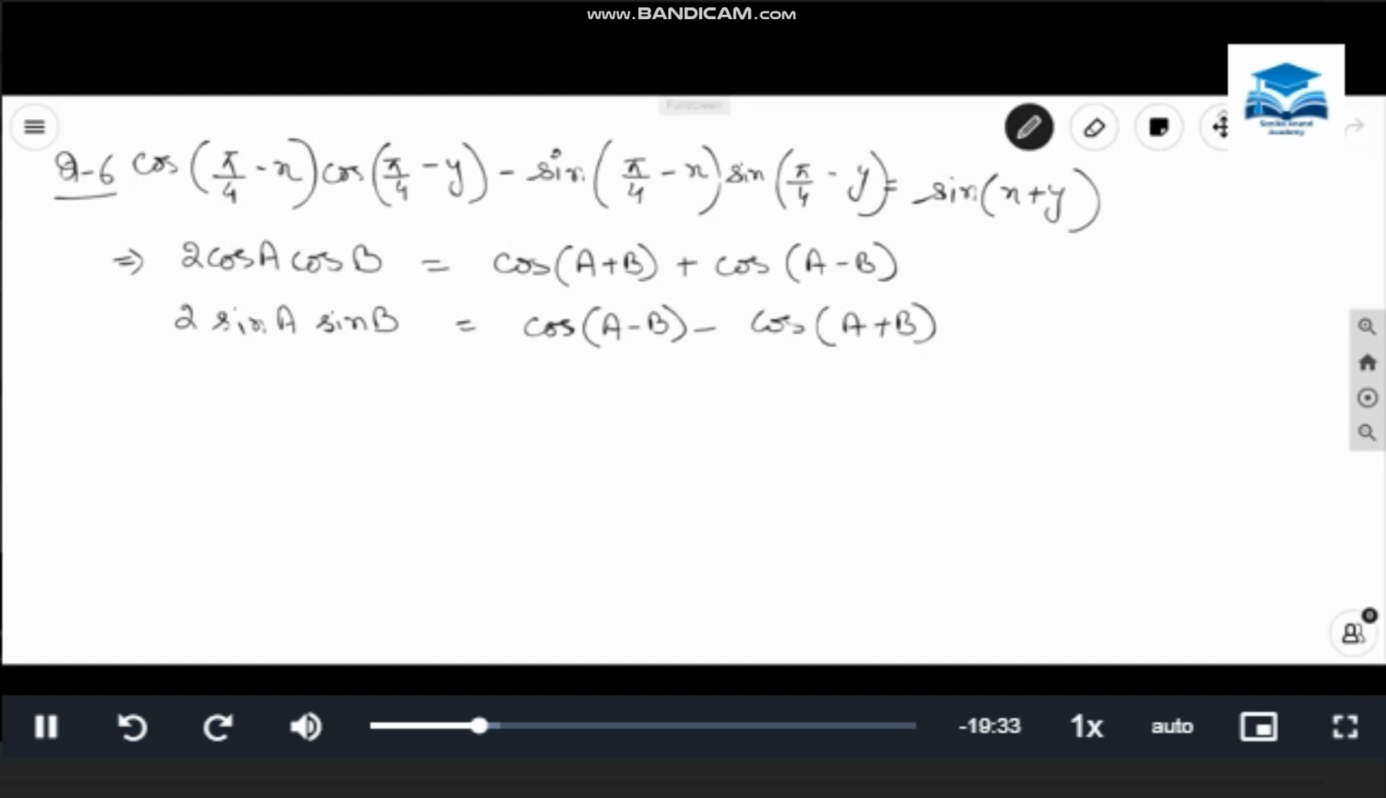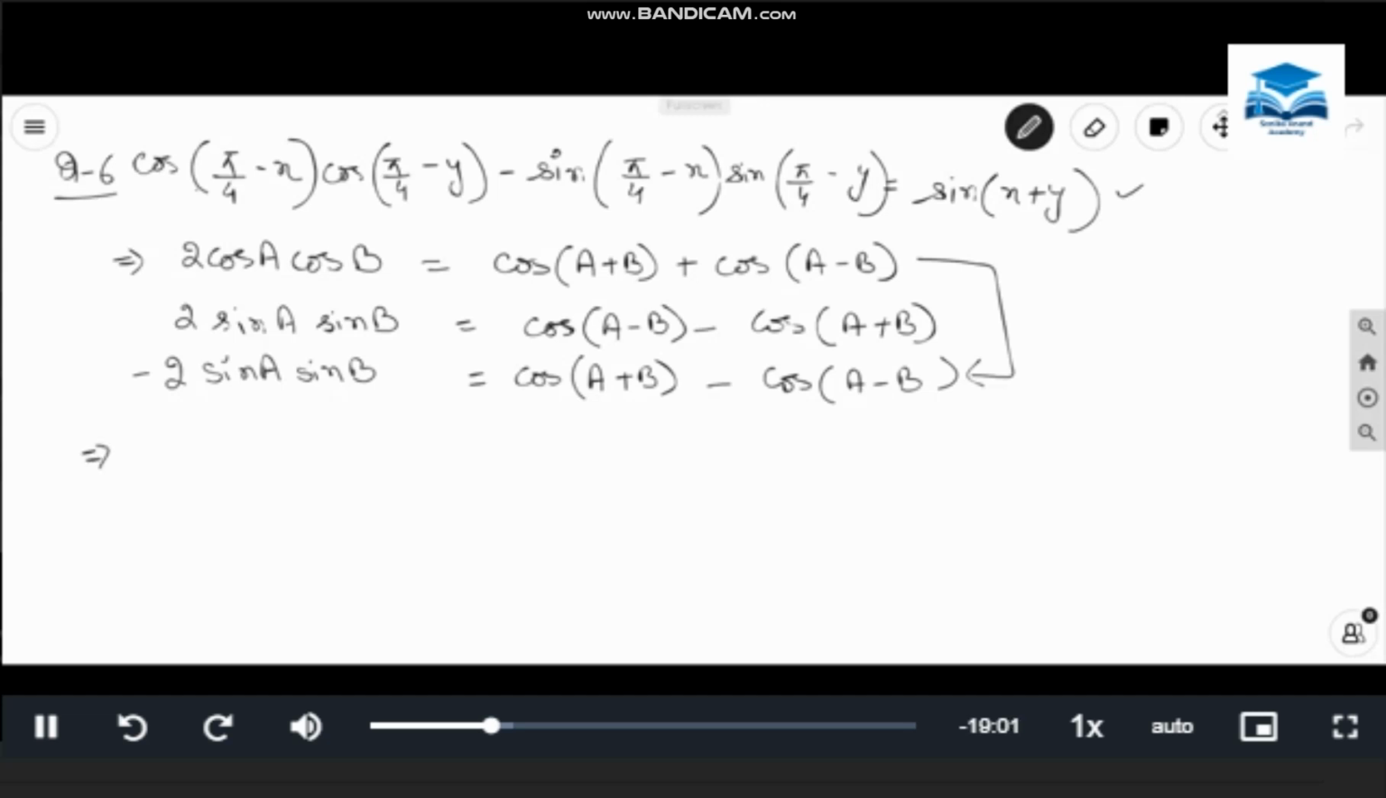If you are not able to memorize this, you can change it in this way also. Minus 2 sin A sin B, which is equal to cos of A plus B minus cos of A minus B. So these formulas are of the same type, but you have to put over here a minus sign. Now this is our question. Now came to our question.